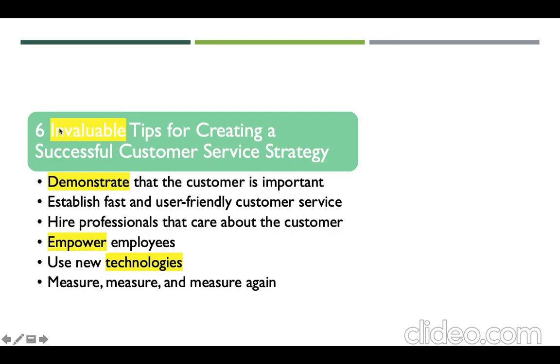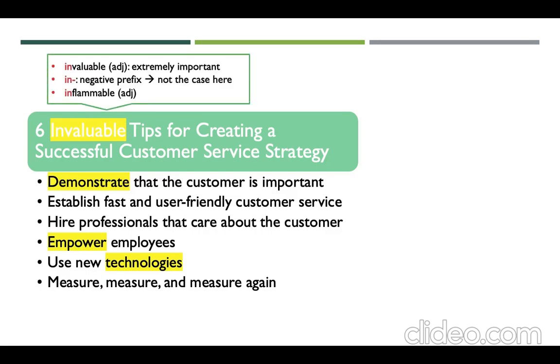The word I want to draw your attention to is invaluable. What does it mean? Here, it does not mean not valuable. So the im prefix is usually a negative prefix, but this is not the case here. It actually intensifies the original meaning, okay? So it means extremely important. So the same situation happens here. Flammable means can be burned. So inflammable actually means can be set on fire easily. Okay? So this is an exception. In here is not a negative prefix.